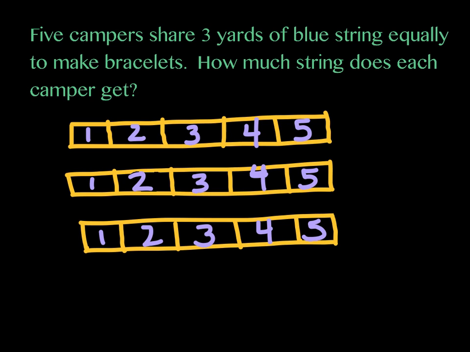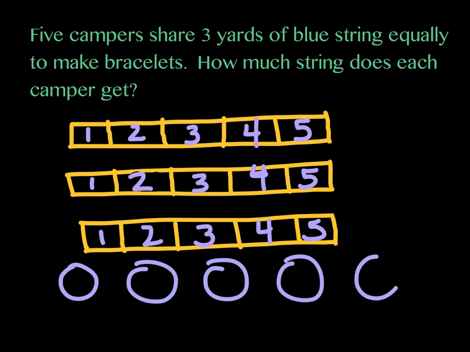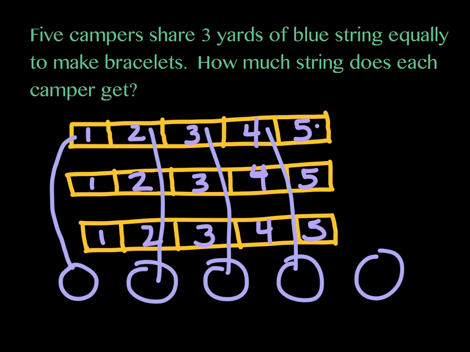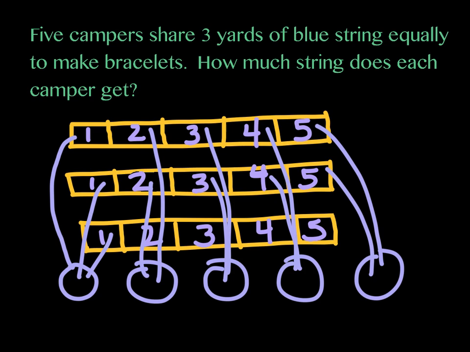We have 3 yards of string, and so I could basically divide this out into camper 1, camper 2, camper 3, camper 4, camper 5, and so each person is going to get 1 of those pieces of string. We're going to divide it out, so basically what's going to happen is each person is going to get how much? They're going to get 3/5 of that string.